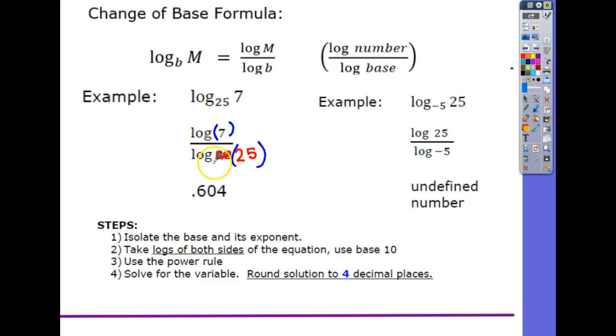This has no base number. So what is the base? 10. If you put that divided by that, you didn't get this number. You got some more decimal places. And this is the rounded off number.